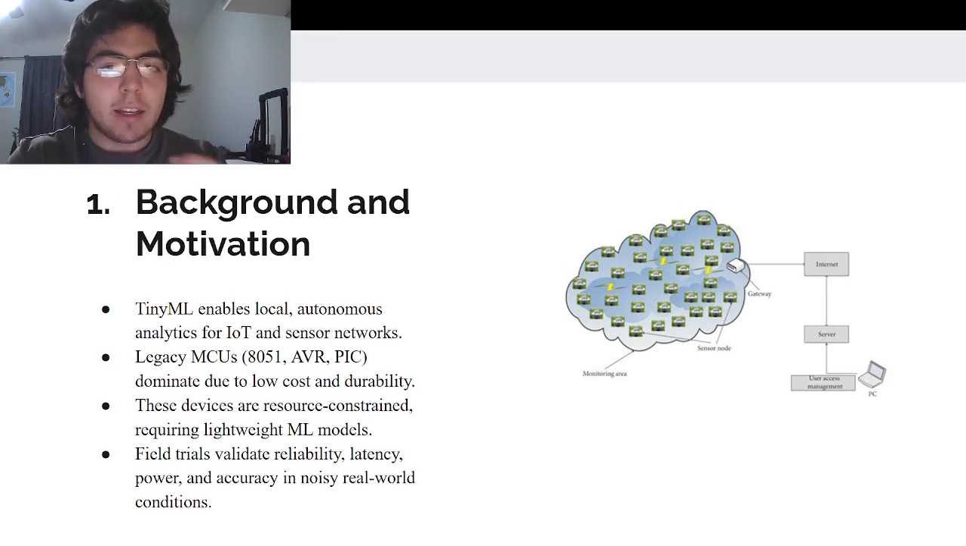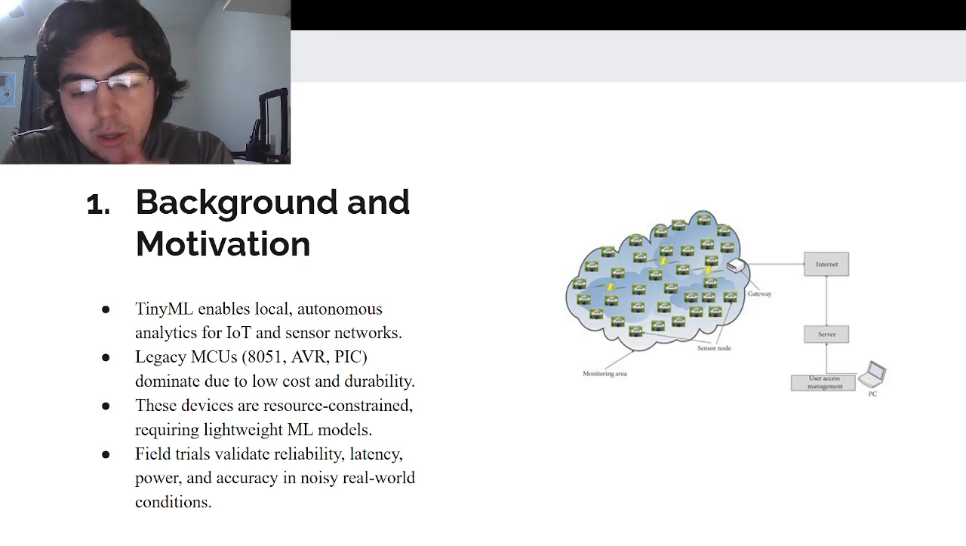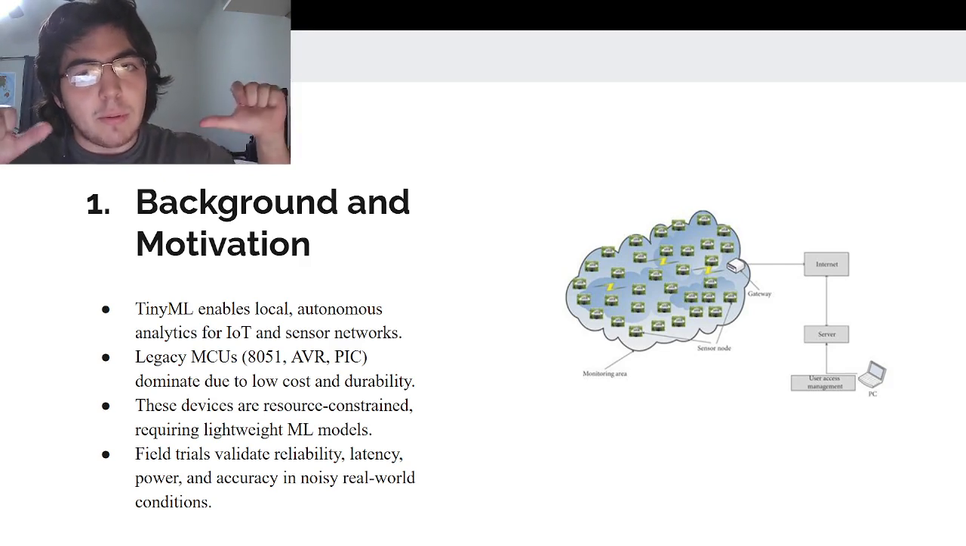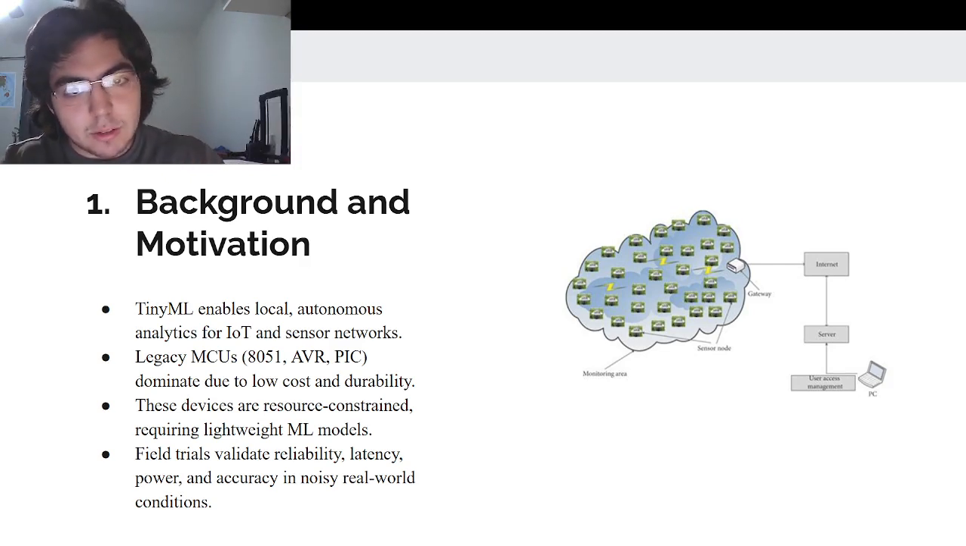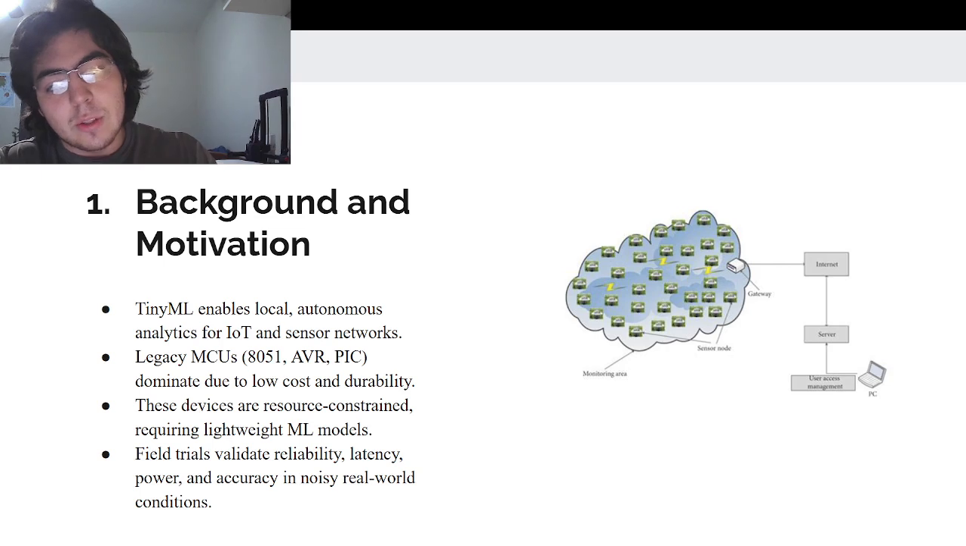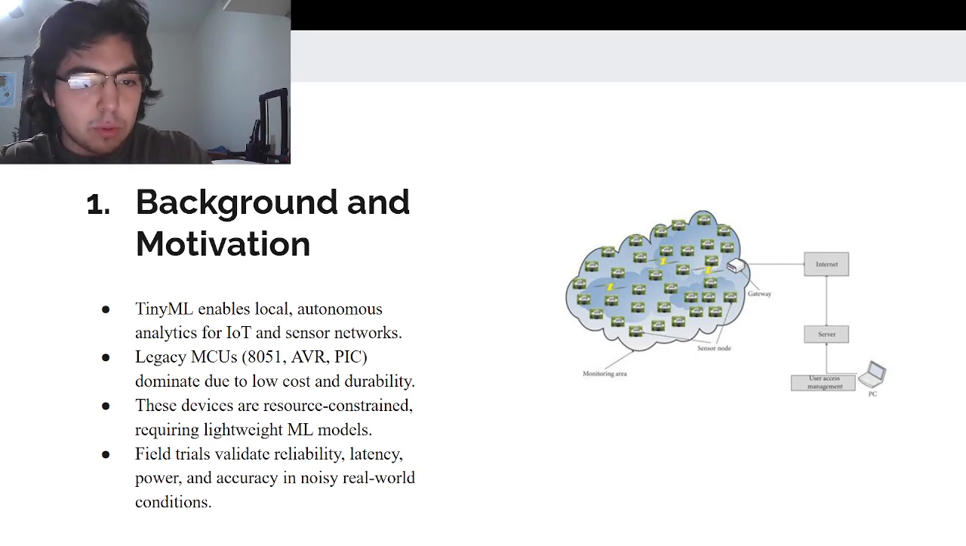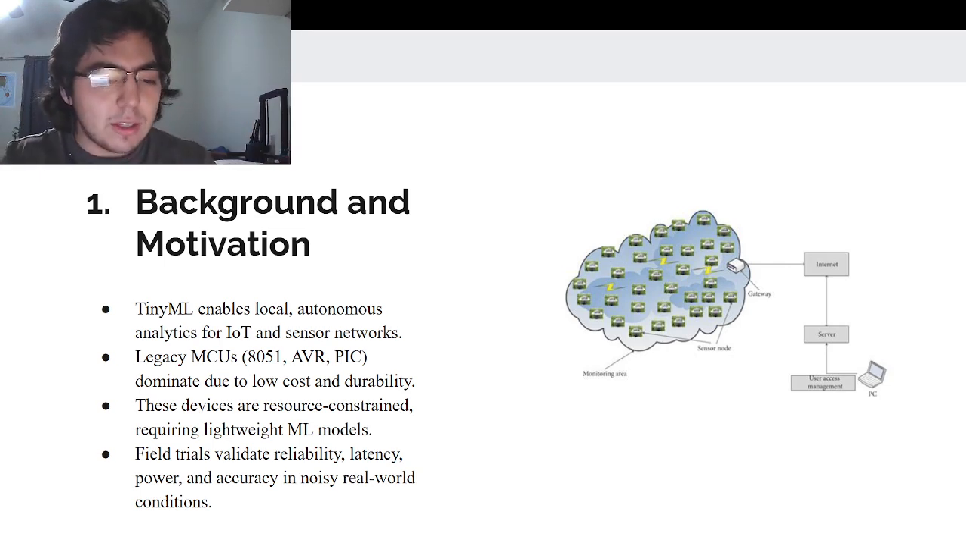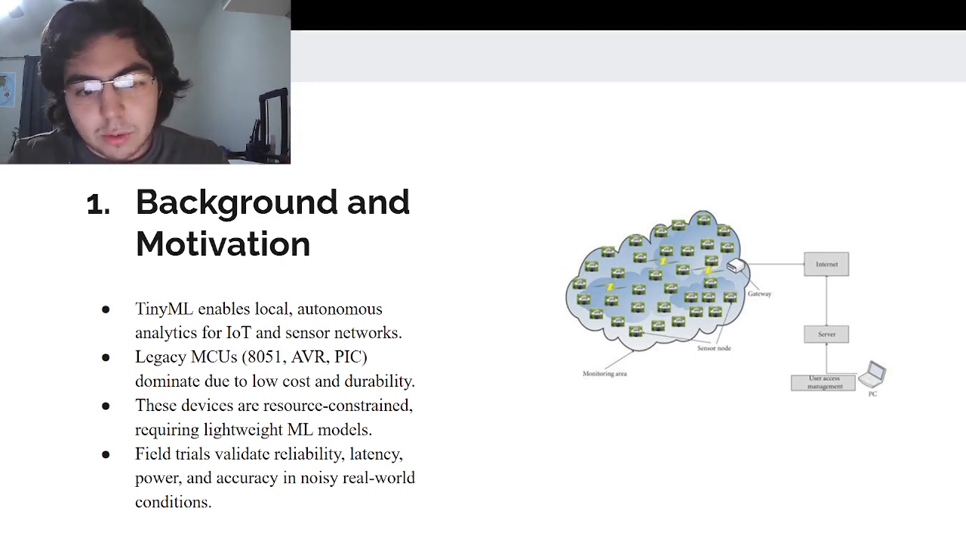And the idea is that if we can get an 8051 to run AI, then we could implement them everywhere as nodes and receive information and predictions from them, and then use them as tools in all sorts of different industries for all sorts of different things.